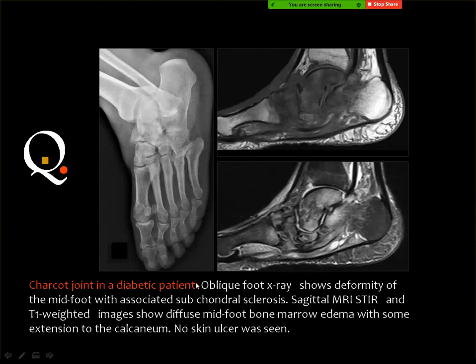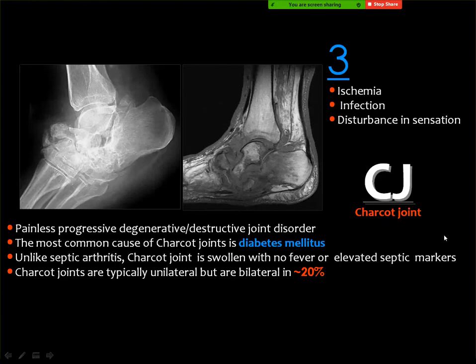Actually, for the diagnosis of Charcot joint, you should have more destructive changes and disorganization of the joint, but the diabetic foot frequently progresses to Charcot joint. And Charcot joint is a manifestation of three items: ischemia, infection, and loss or disturbance of sensation. It is commonly seen in diabetic patients with destructive changes in the affected joint.